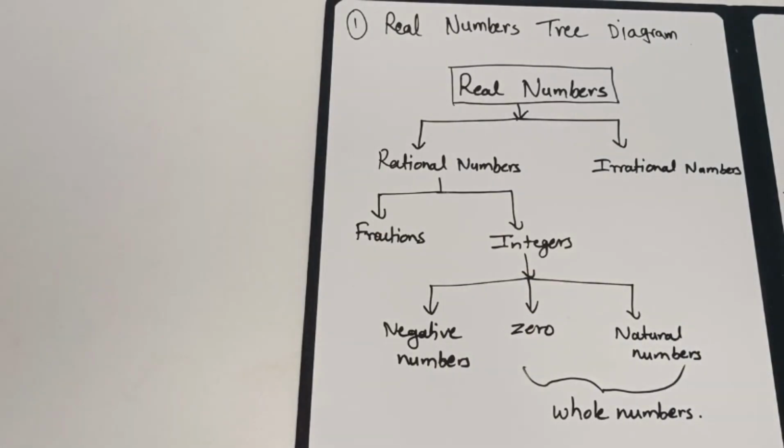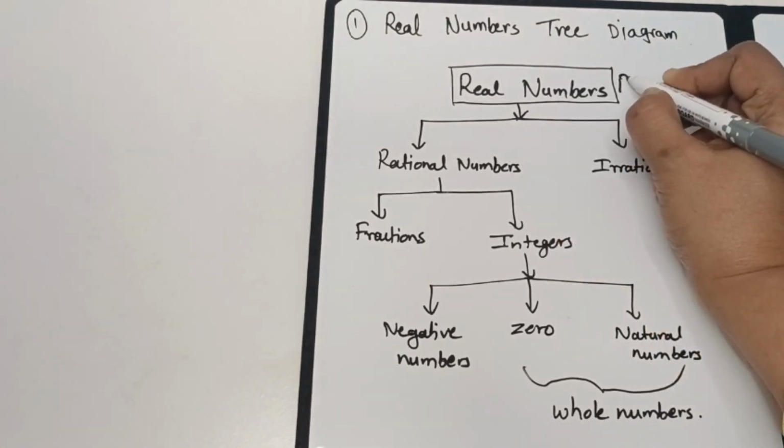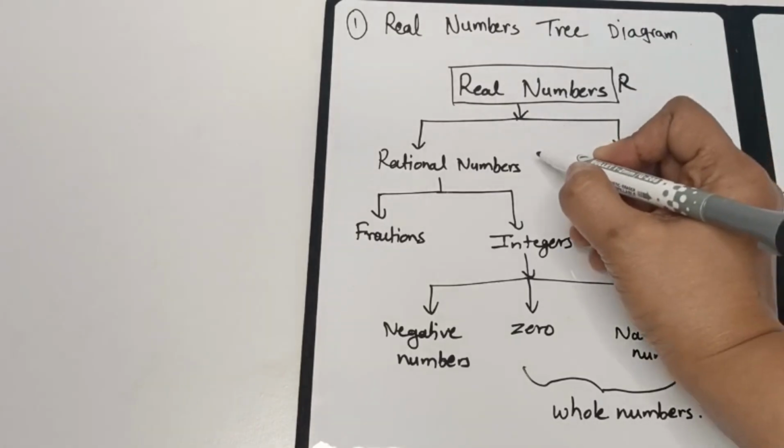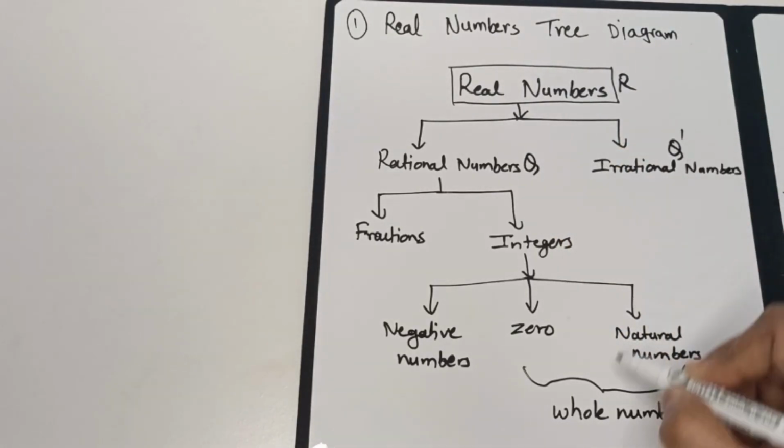Now let us understand why the real number tree is useful. This particular tree diagram is useful in getting various MCQ answers as well as to understand the characteristics of a number. So let us start with the way they are denoted. Real numbers are basically denoted by capital letter R. Rational numbers are denoted by Q. Irrational numbers are denoted by Q dash.